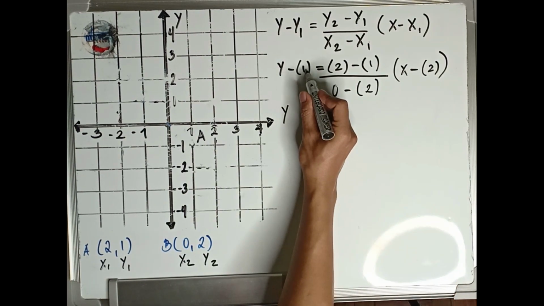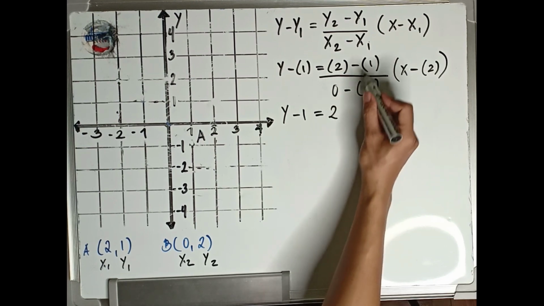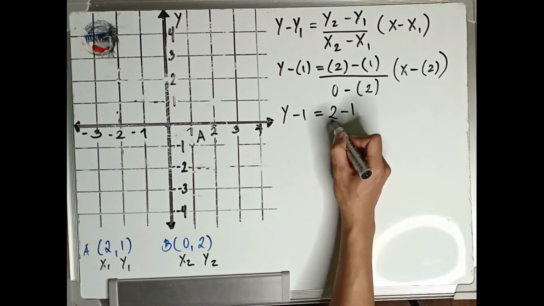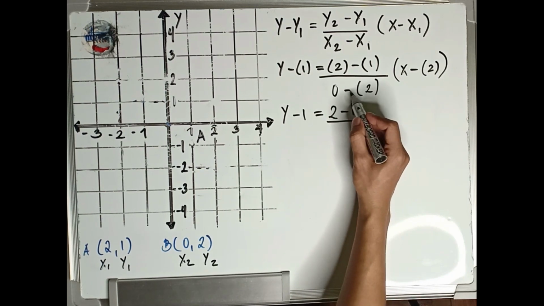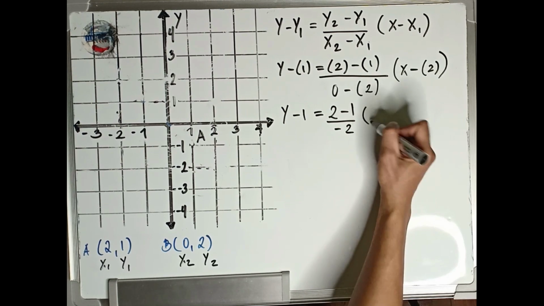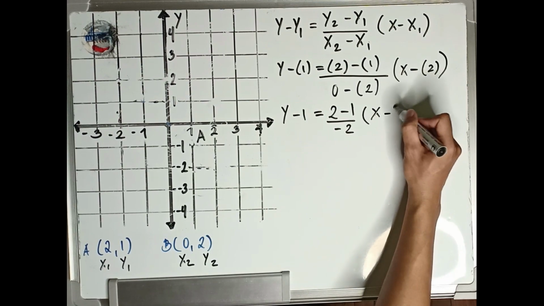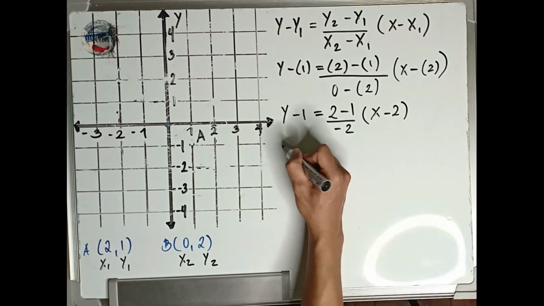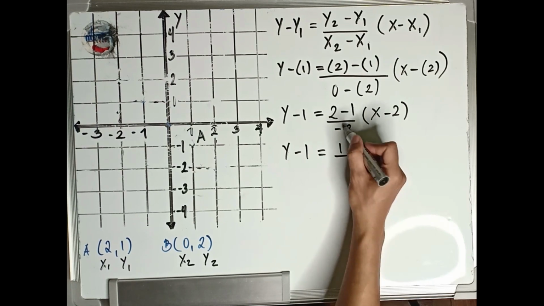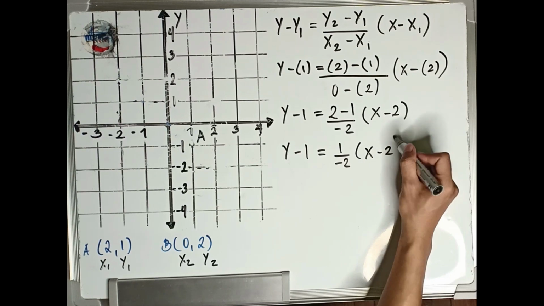Y, negative times 1, negative 1. Copy 2. Negative times 1 is negative 1 over 0. Negative times 2 is negative 2 times x. Negative sign times 2 is negative 2. So y minus 1 is equal to 2 minus 1 is 1. Then copy negative 2 times x minus 2.